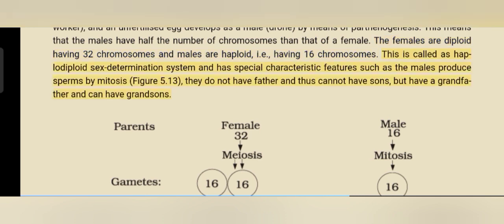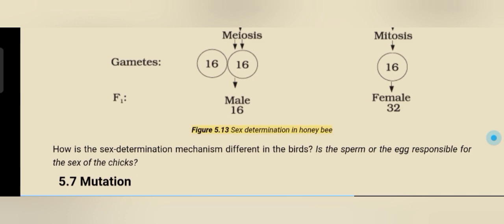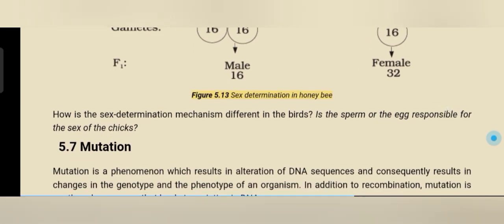This is called the haplodiploid sex determination system and has special characteristic features, such as the males produce sperms by mitosis. They do not have a father and thus cannot have sons, but have a grandfather and can have grandsons. Figure 5.13 Sex determination in honeybee. How is the sex determination mechanism different in birds? Is the sperm or the egg responsible for the sex of the chicks?